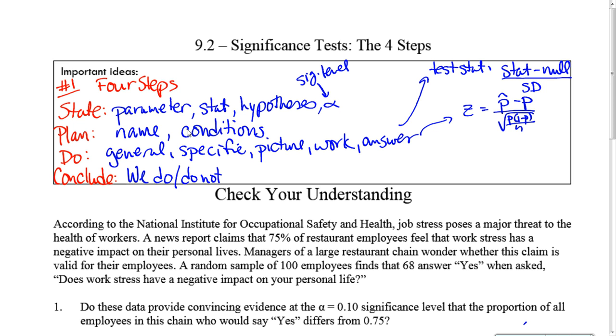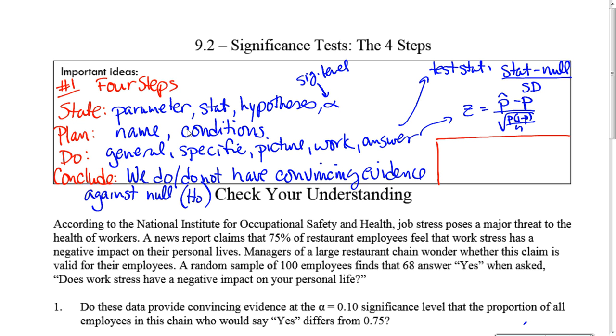But let's face it. We do or do not have convincing evidence against our null hypothesis. Again, we're not proving that it's true. We're assuming that it's true. So either you say it's true or it's not true, or you say you can't disprove it, or you can prove that it's not.